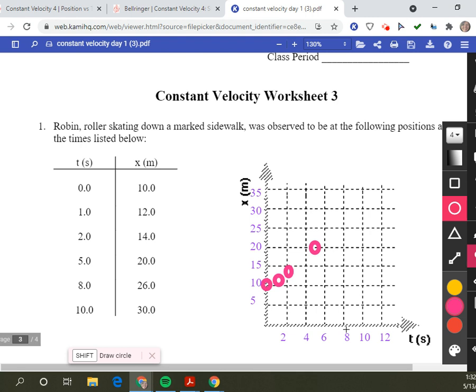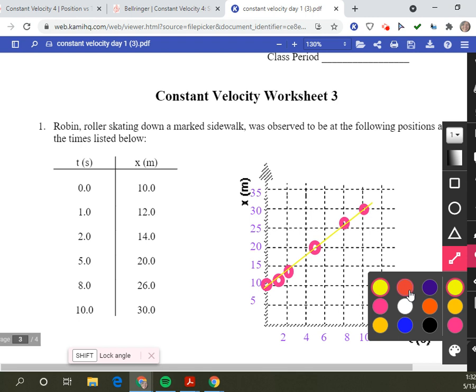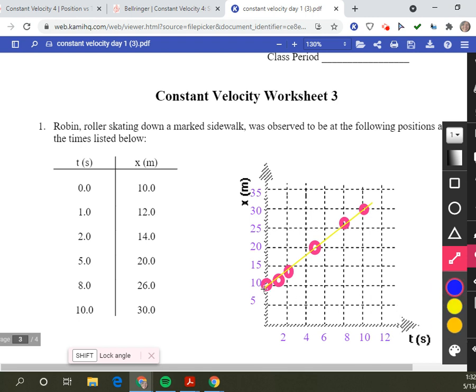At 8 seconds, we were at 26. Okay. At 10 seconds, we were at 30. Okay. So I don't know about you, but I feel the compulsion to see if this makes a line. So we're going to use our yellow line again, and we're going to try to make it a little small so we can still see our dots. And every single one of those fits right on the line, and that's really hard to see with that yellow. So let's make it blue.